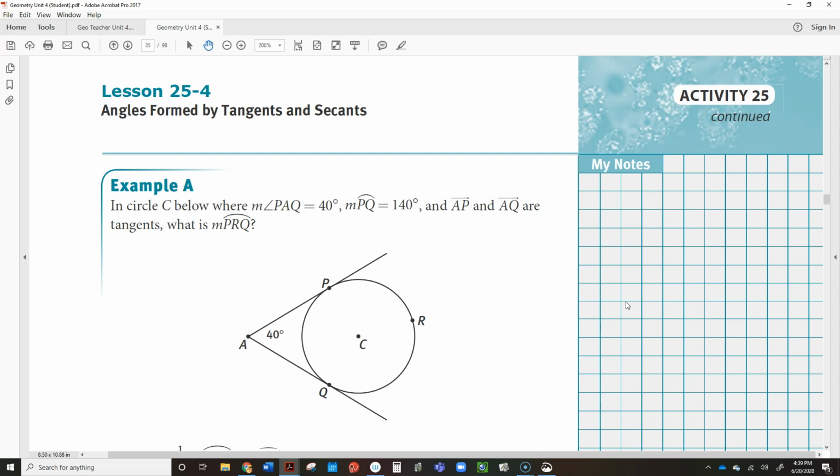But they give us the measure of the angle. They give us the measure of this arc is 140. And they tell us that they are tangent, so that means that we can draw that piece there, but we don't have to. They want the measure of arc PRQ. So they just want this arc. Well, that arc is super easy to find because all we have to do is subtract this one right here. Is that all they want?